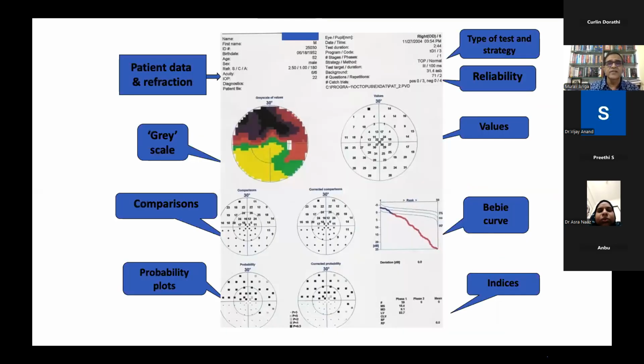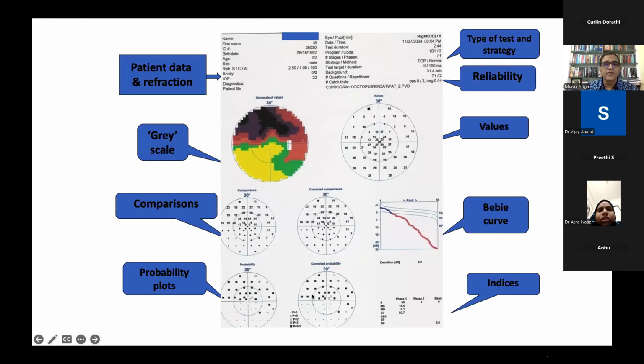Certain other machines like the Octopus are also available. And you have a slight difference from the Humphrey, in that the grayscale can actually be generated in color. Instead of total deviation, it's called comparison. Instead of pattern deviation, it's called corrected comparison.